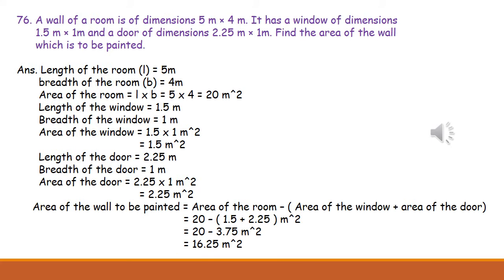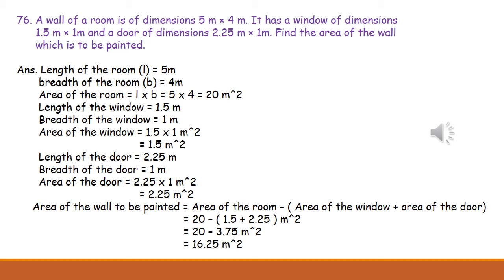Sum. A wall of a room is of dimension 5 by 4. It has a window of dimensions 1.5 meter into 1 meter and a door of dimensions 2.25 meter into 1 meter. Find the area of the wall which is to be painted.